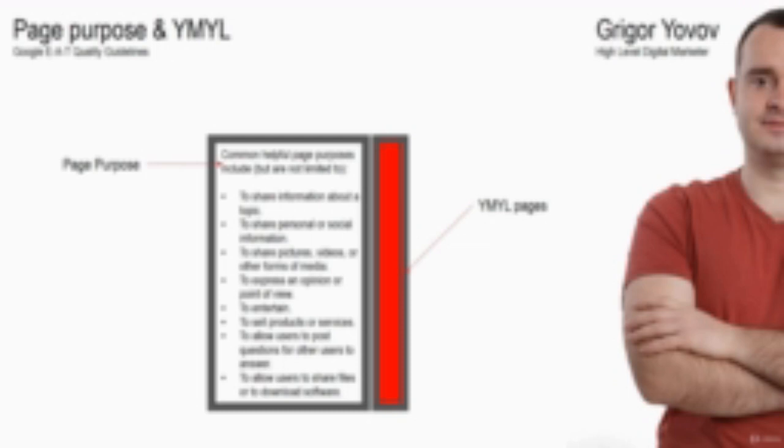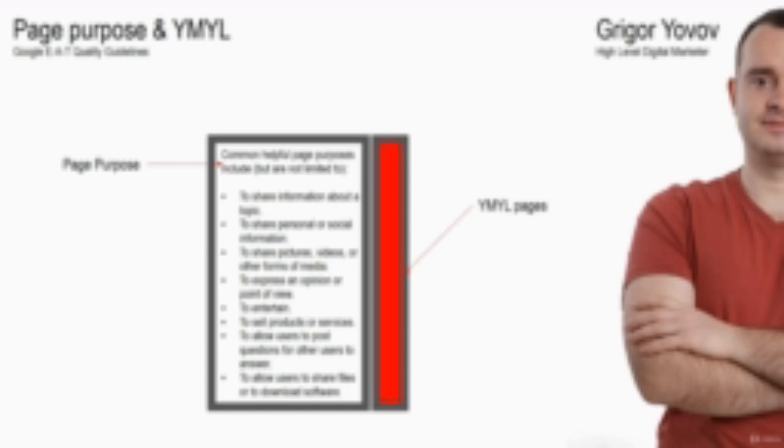Hello. The Google EAT quality guidelines documents start with the page purpose, and what's important regarding search engine optimization from this perspective is that the page should represent in the best way its purpose. According to Google, the purpose of the page could be to share information about a topic, to share pictures, videos, or other forms of media, to express opinion or point of view, to entertain, to sell products or services, and the list goes on. So this is what is regarding SEO.